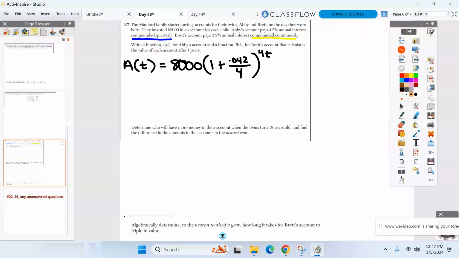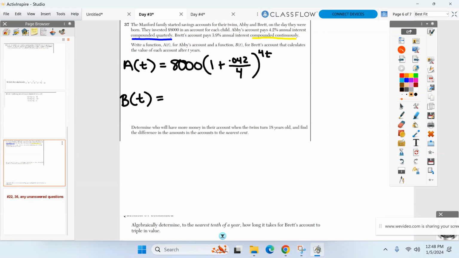So there is Abby. You ready for Brett? Because now his is continuously. That's what I call APERT. What the heck's he talking about when he says APERT? Look at the formula. That's how I pronounce it. Okay, APERT. Anytime I see compounded continuously, APERT.